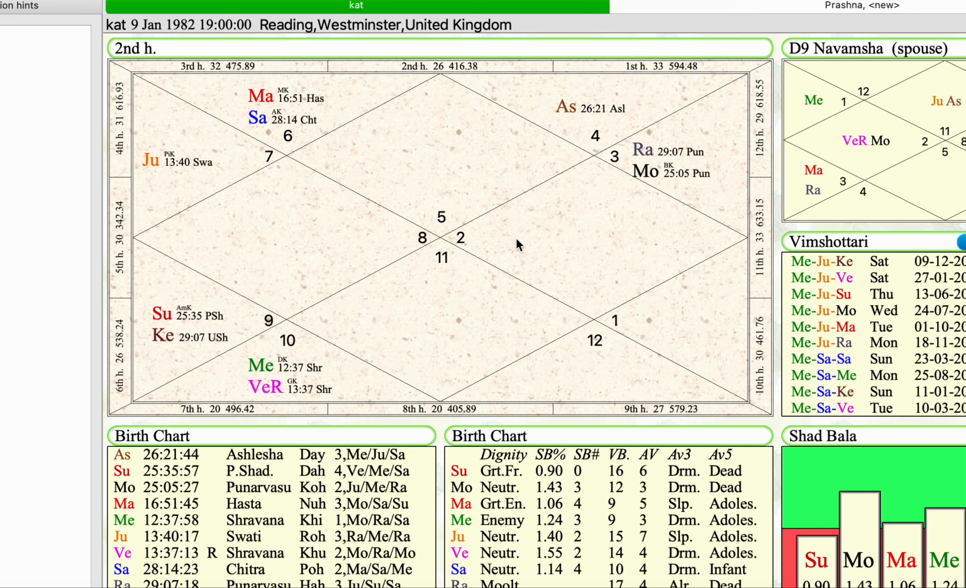Let's talk about the 10th house. For general information, you know that this is the 10th house. We count from here: 1, 2, 3, 4, 5, 6, 7, 8, 9, 10. So here we have to see the number written.